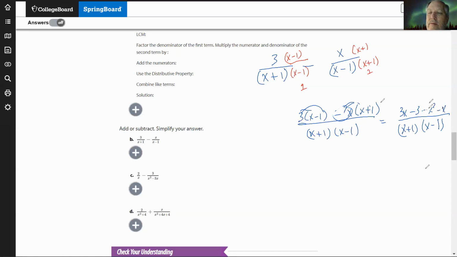And then we want to go ahead and combine like terms. So we have, first of all, our negative x squared. And then we have a negative x and a positive 3x. So it's going to be plus 2x. And then we're going to have our minus 3. All that over x plus 1, x minus 1. And that could be your answer right there.